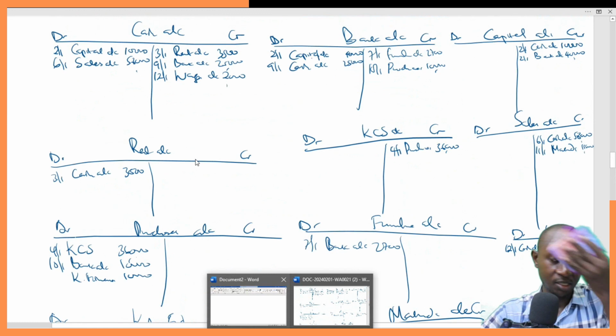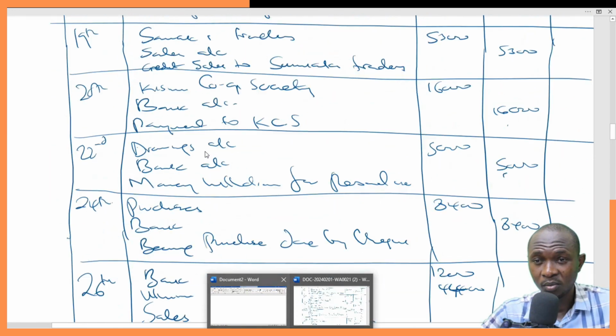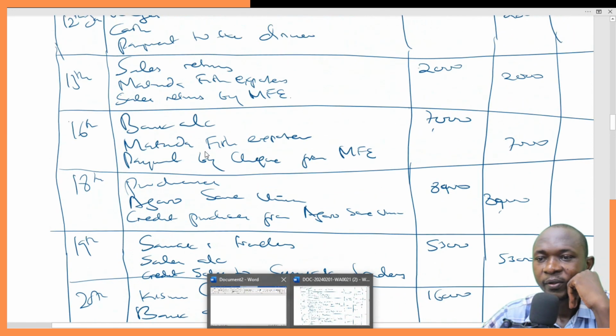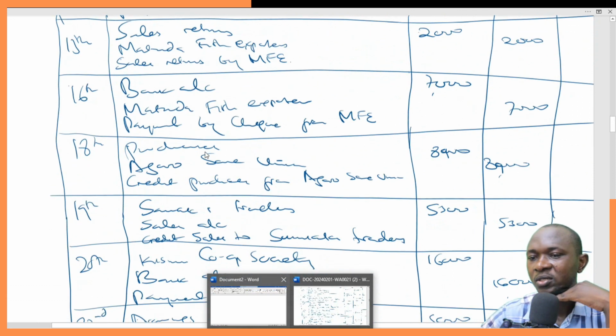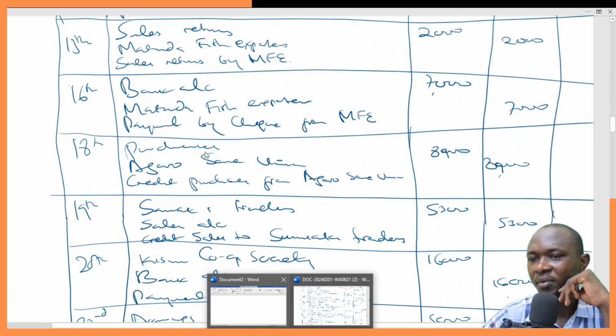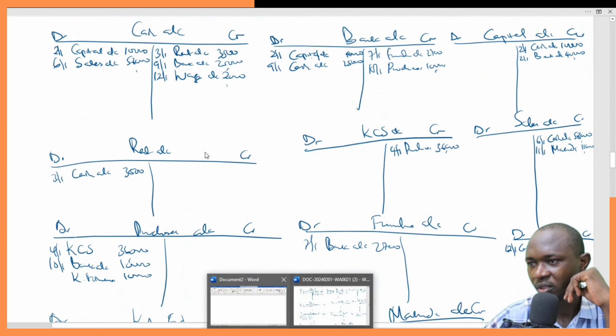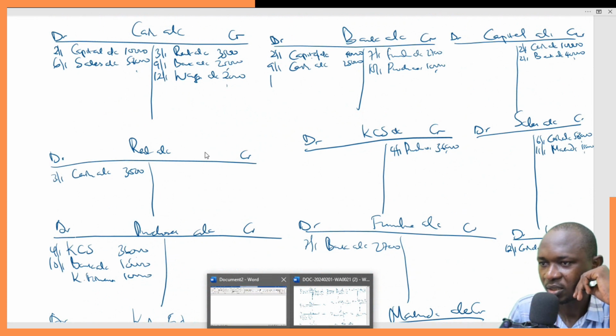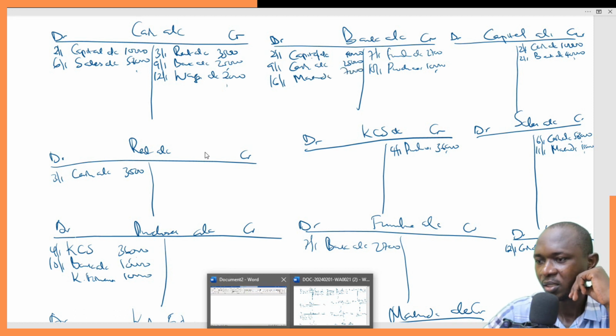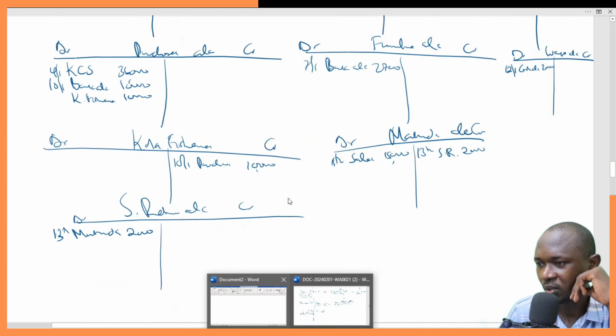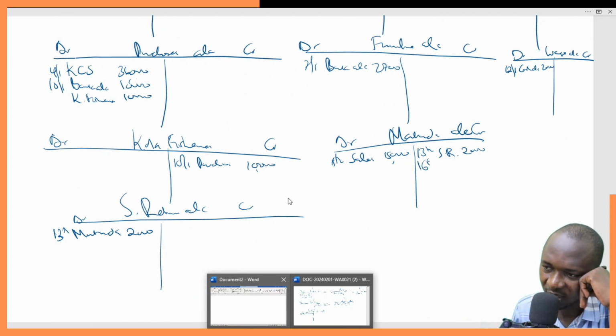Debit bank 7,000, credit Matunda 7,000. We received money from Matunda. So debit bank, this is 16th one. The reason is Matunda. We received 7,000. Then credit Matunda. When was that? 16th. So we say bank, how much? 7,000, like that. Then we go to the next item.